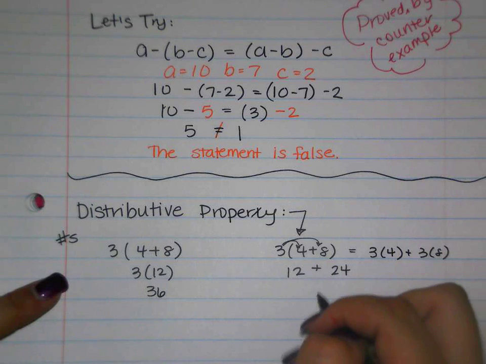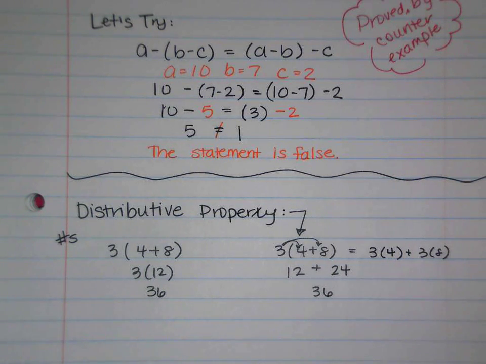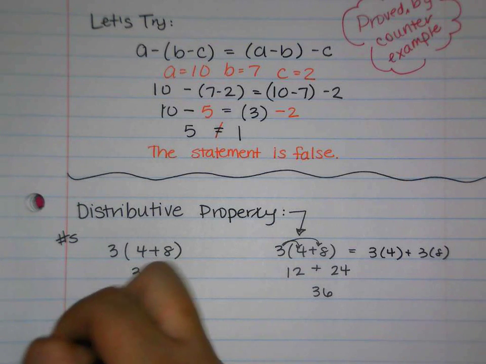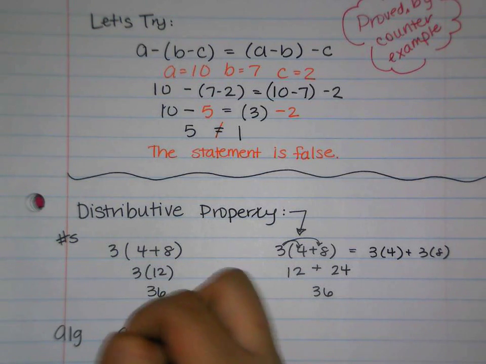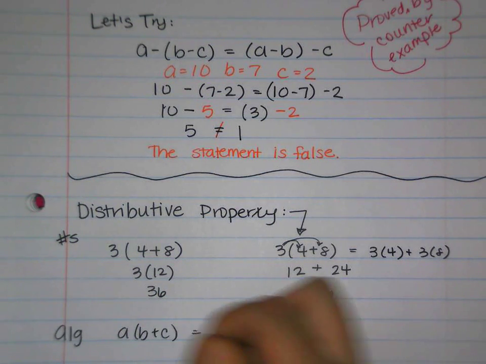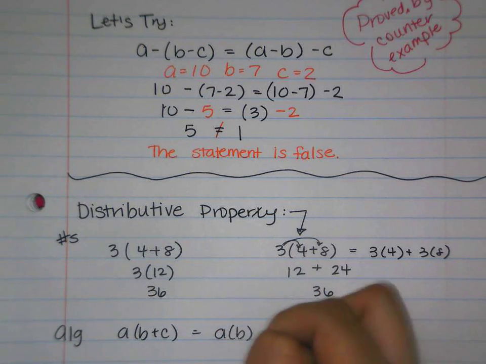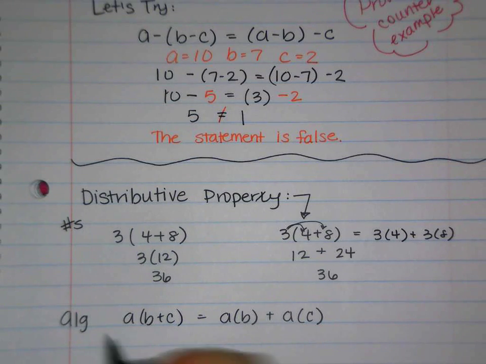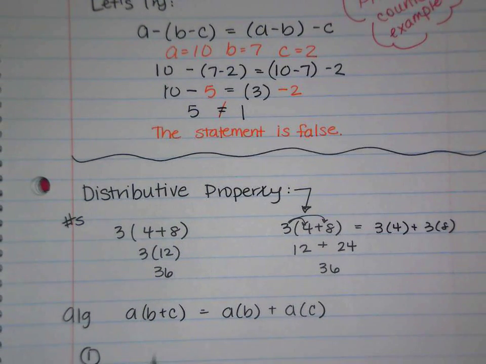And that's going to equal 36. So they're the same, but we got to them in two different ways. Okay, so algebraically what we say is a times (b plus c) equals a times b plus a times c. So let's look at a couple of different things that we could do with that property.